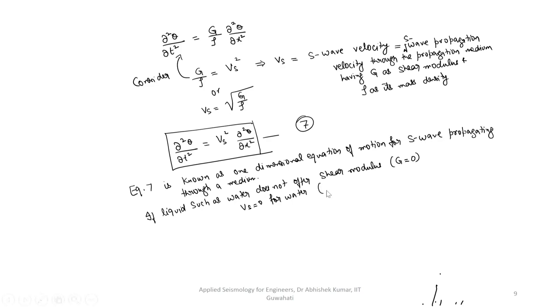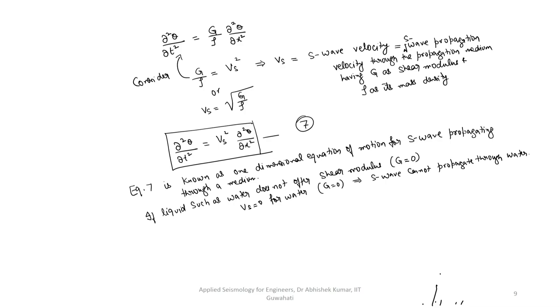That means, while for the primary wave velocity, if you remember the numerical solved in the last class, with water as the propagation medium we had determined the primary wave velocity, in case of a shear wave passing through water, it will not be able to propagate, because the medium does not offer stiffness or shear modulus. So, G equals 0 means shear wave cannot propagate through water. In the same way, any other liquid which does not offer any shear modulus will not allow the shear wave to propagate through it.